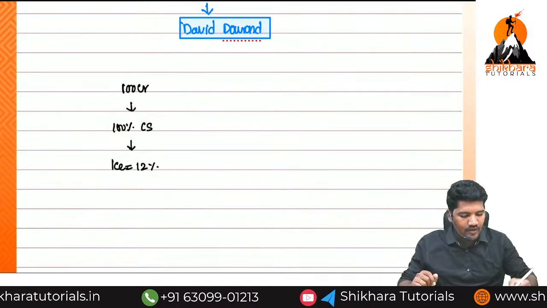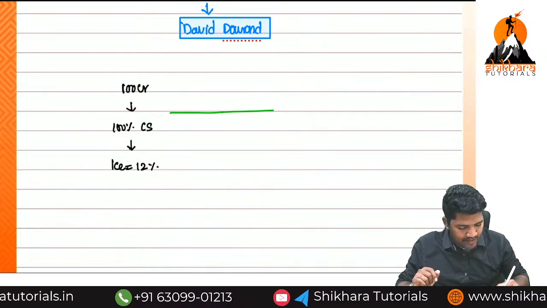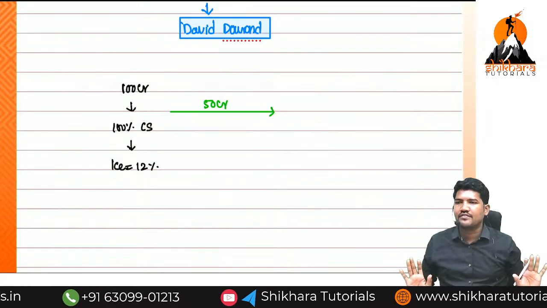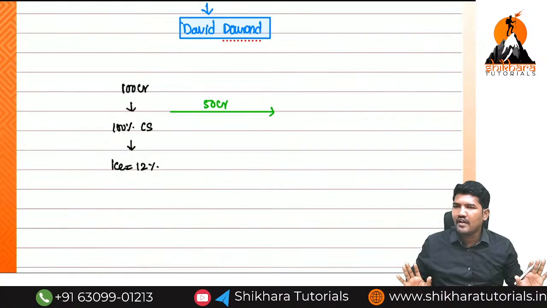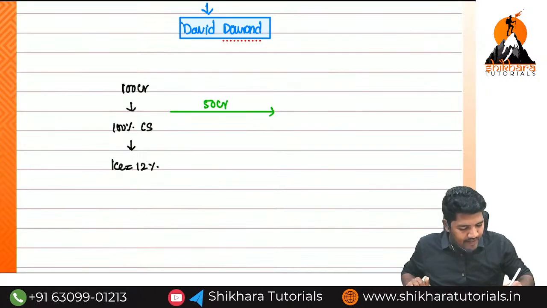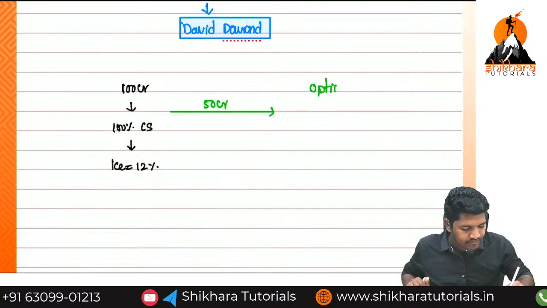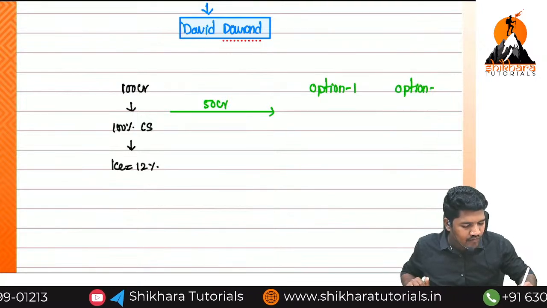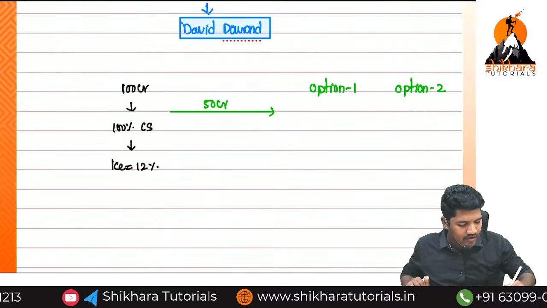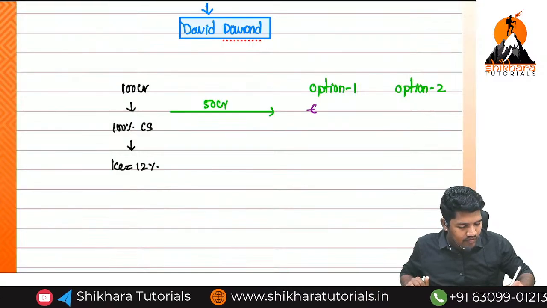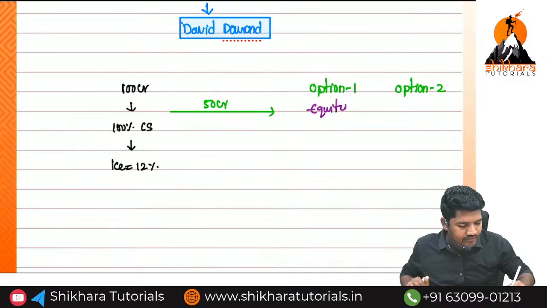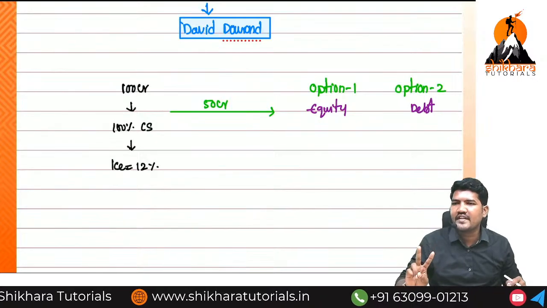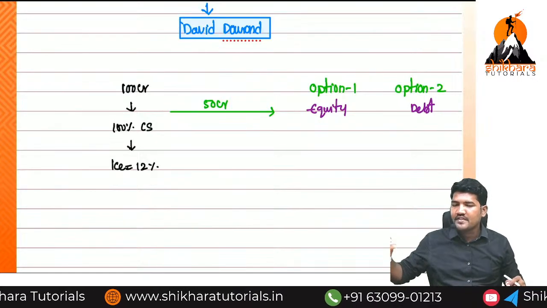Now the company needs another 50 crore rupees for expansion. For this the company has two options, option number 1 and option number 2: with the help of equity, or with the help of debt. Only two options are there in the market for the 50 crore rupees.